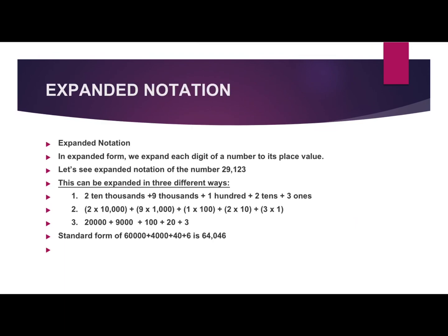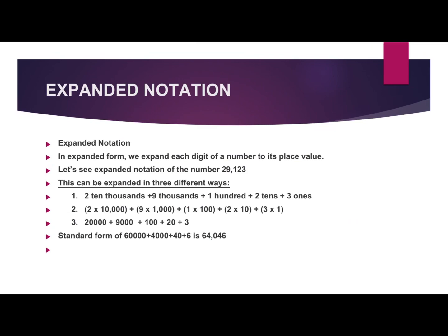Now let me come to the expanded notation. First we have the number 29,123. This can be expanded in three different ways. 2 10,000s plus 9 1,000s plus 1 100 plus 2 tens plus 3 ones. In the second, we have 2 into 10,000 plus 9 into 1,000 plus 1 into 100 plus 2 into 10 plus 3 into 1. And in the third option we have 20,000 plus 9,000 plus 100 plus 20 plus 3.